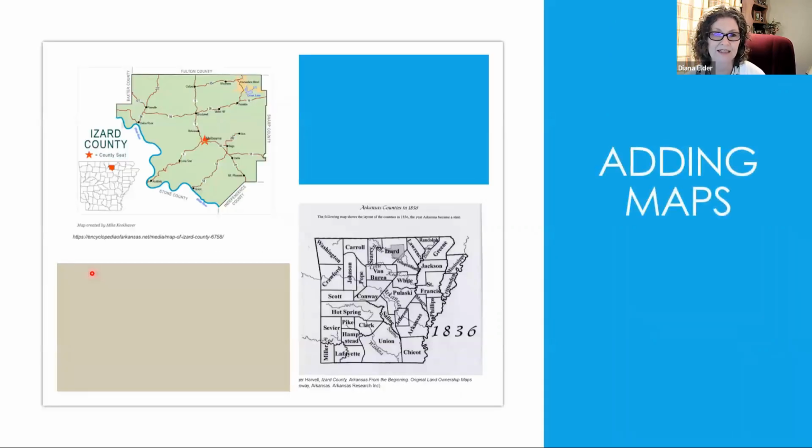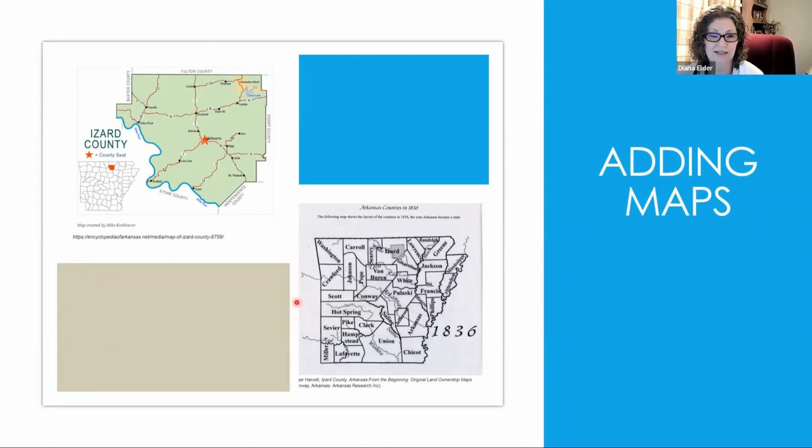And then I did some maps. One idea that I had that was fun, or just happened to be for this project: of course, we can find maps online, but I had done some research up at the Family Search Library and in some books, and they had some really great maps in the books.